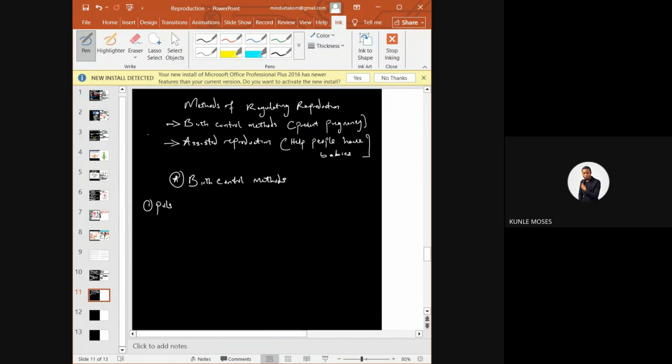And if sperm do not fertilize anything, definitely there is no pregnancy, isn't it? So that's what those pills do. They contain some hormones like ethinylestradiol. These hormones contain estrogen and progesterone. So it is actually similar.